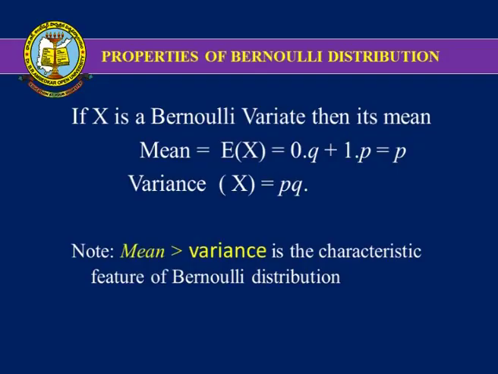Now coming to the second one, the variance. The variance of the Bernoulli distribution is pq. From these two points, mean and variance, we can remember one important note: mean is equal to p and variance is equal to pq. So we observe from these two properties that mean is always greater than variance, which is a characteristic feature of the Bernoulli distribution. You have to remember this property.